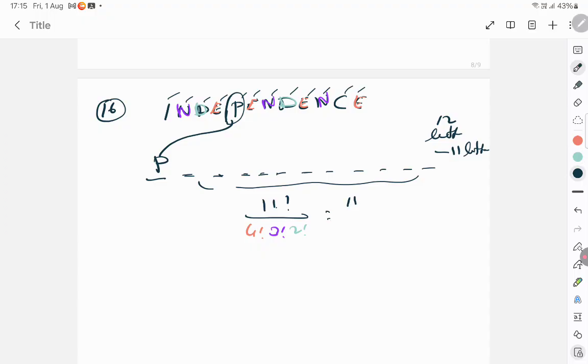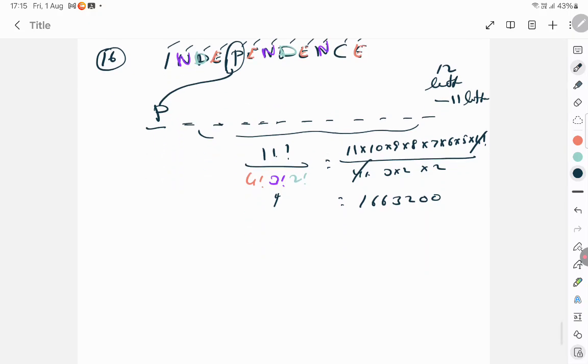When you multiply, just do 11 into 10 into 9 into 8 into 7 into 6 into 5 into, stop, because you have a 4 factorial and a 4 factorial that get cancelled. The 3 factorial can be written as 3 into 2, and 2 factorial can be written as 2, because into 1 can be ignored. Then find the answer to be 1663200. Whatever answer you get, you can write it. Okay, so that's about it, and let's go to the next one.